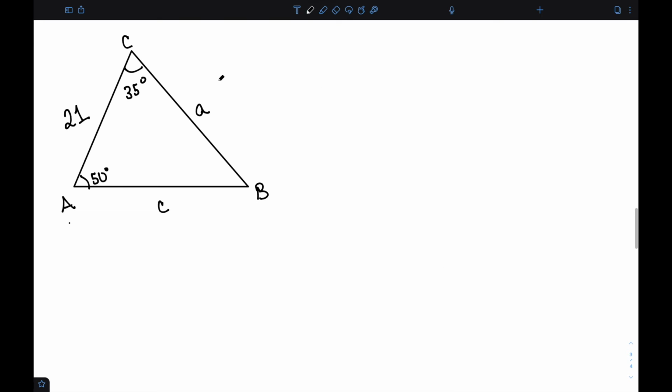Here I have another triangle. This is known as an ASA triangle. Just like the previous triangle, I have two angles and one side, but this one's different because the side is between the two angles, whereas the other one was a side that was not between the two angles.